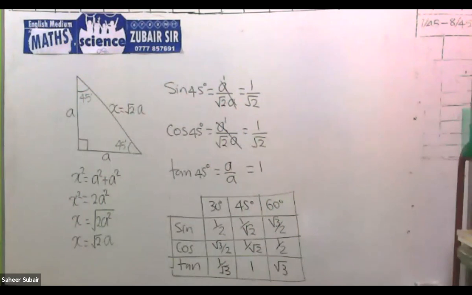So you have to keep these values in memory. Sin 30 means you have to say half. Cos 30 means you have to say root 3 over 2. Tan 30 means 1 over root 3. Like that for 45: sin 45 is 1 over root 2, cos 45 is also the same, tan 45 is 1. For 60 degree: sin 60 is root 3 over 2, cos 60 is half, tan 60 is root 3 only.